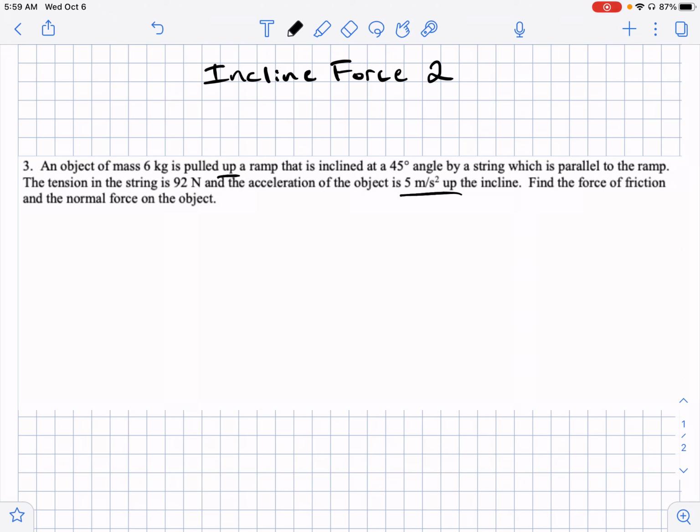So in incline force 1, we had balanced forces. Okay, so the object was at rest. Now we're going to start moving into unbalanced forces, where the object is accelerating on an inclined plane. And so to start out, we'll make our free body diagram.